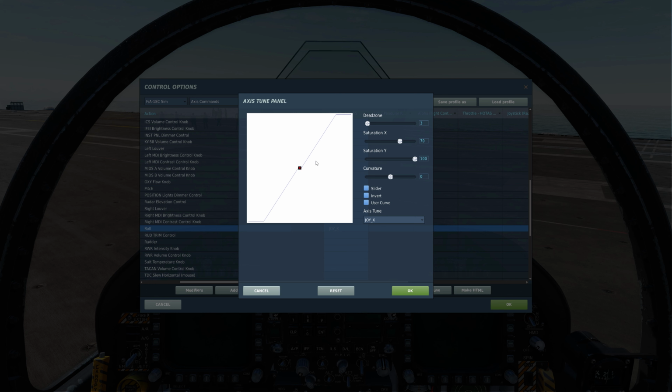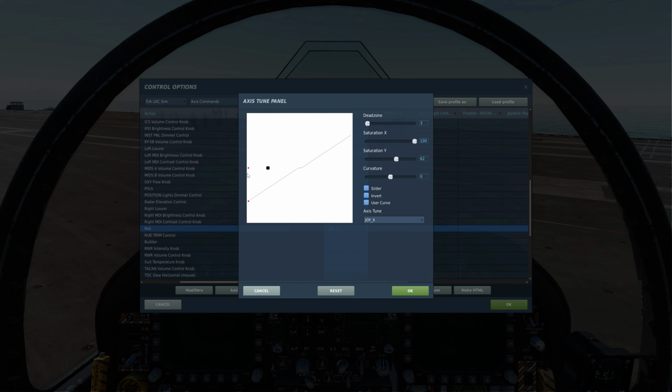Then you have the Y saturation, and that's going to do the opposite. Now the stick in my hand is as far left as it can go, but the aircraft still has room to travel. So by adjusting the Y saturation, what you're actually doing is removing play in the aircraft. You are actually limiting the aircraft's capabilities here, because obviously I'm bound by the physical hardware.